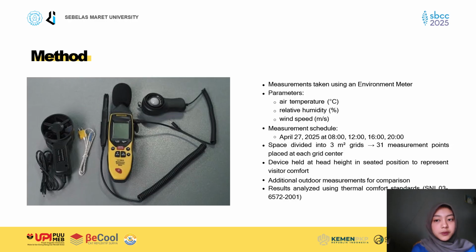To structure the measurements, the indoor space was divided into a grid system of 3 square meters, resulting in a total of 31 measurement points. In addition to indoor data, outdoor measurements were also taken because the comparison helps understand how the building envelope and ventilation system influence the difference between external and internal conditions. And all data collected were analyzed using the thermal comfort standards outlined in the Indonesian national standard.